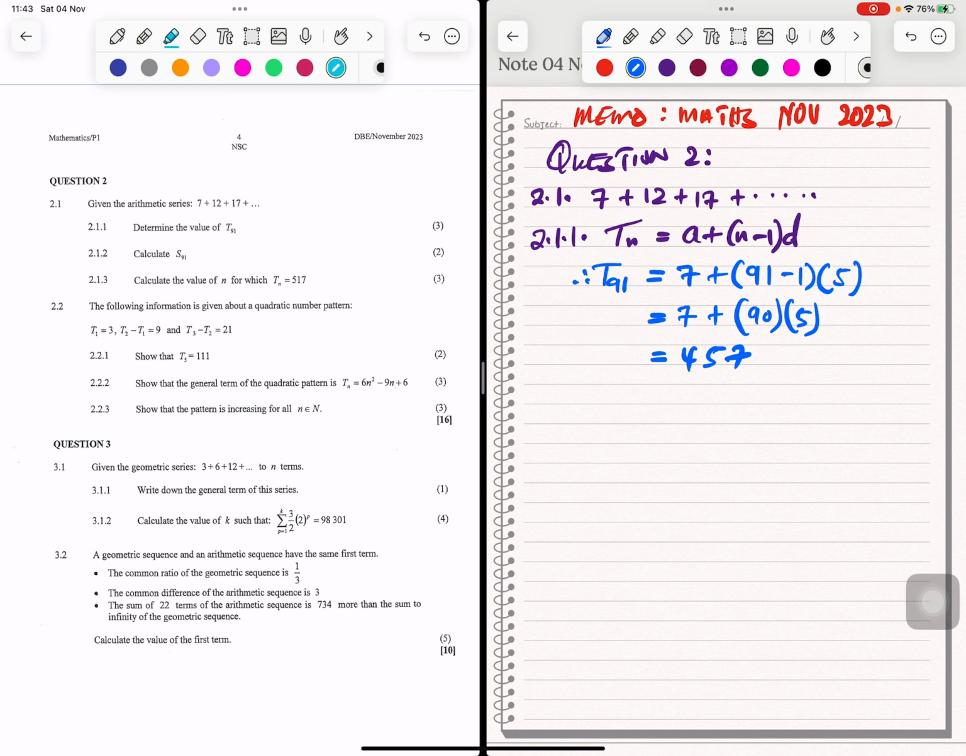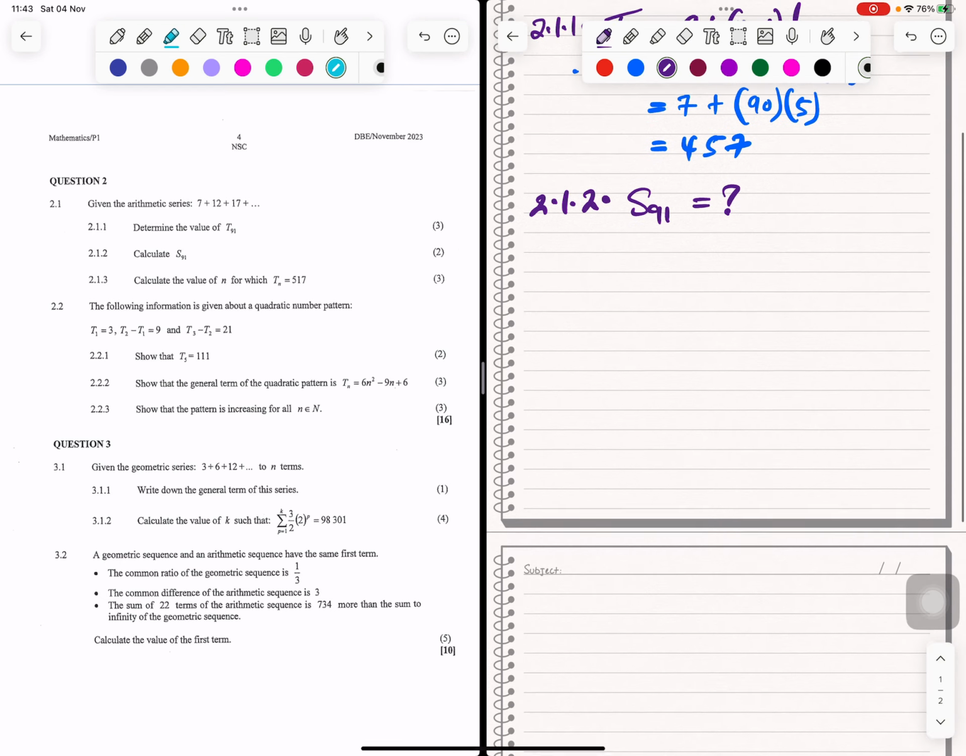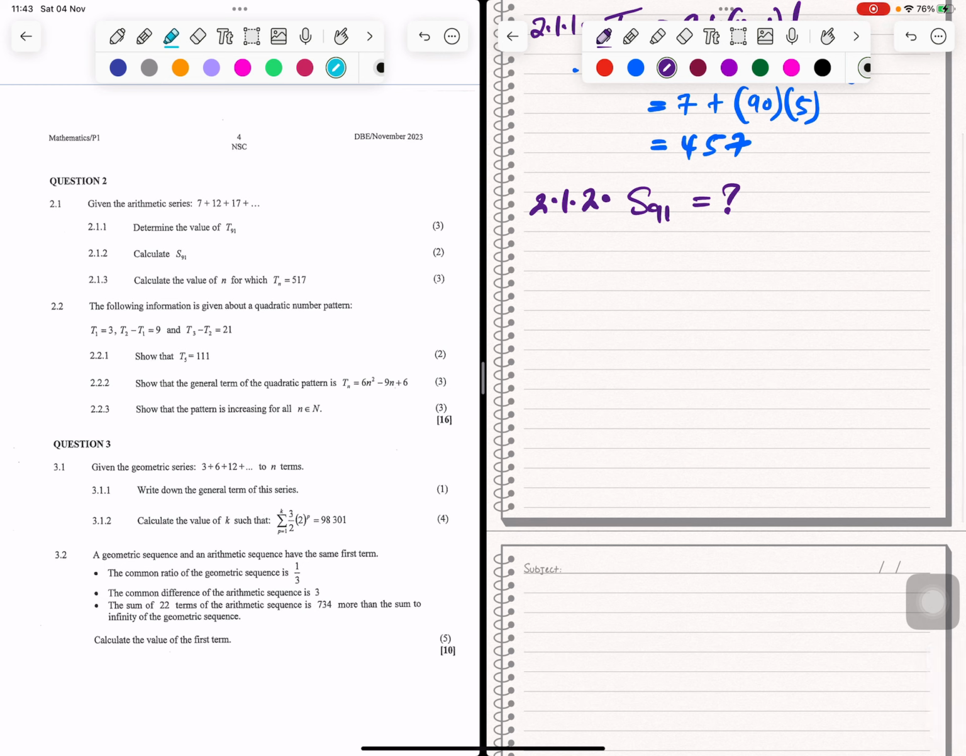Okay, so now let's check the next question, which is 2.1.2. They ask us to calculate the sum of 91 terms. So S91 is basically the sum of 91 terms. When we talk about the sum, we're talking about the formula Sn, and because it's arithmetic, remember there's also a geometric one, in this case it's arithmetic.